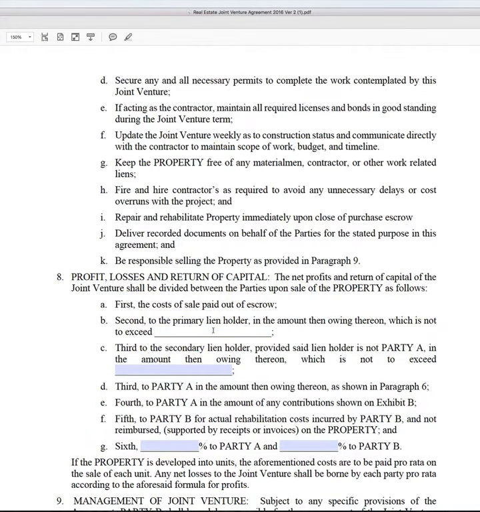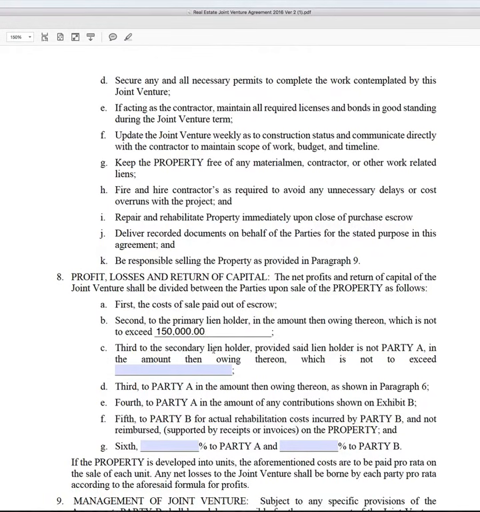So this is important here. You want to know how much is the primary lien holder, the private lender, how much did they loan against the property? So if that first position loan was $150,000, then we want to specify in here that it's not to exceed $150,000. So that's the most the primary lien holder can receive from this joint venture when the property is sold.